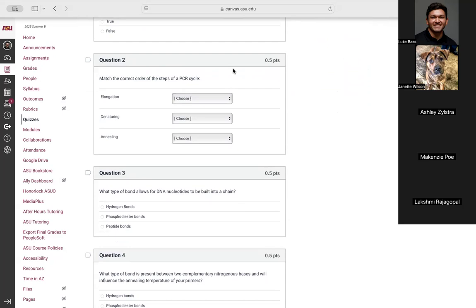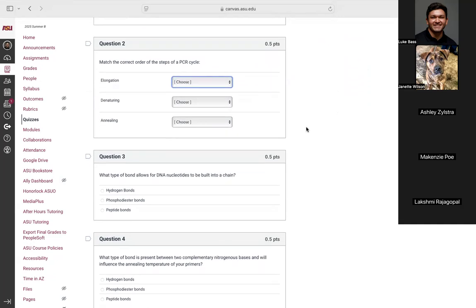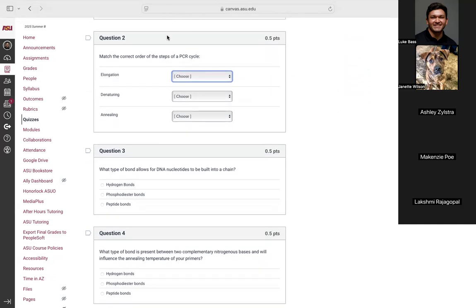So then going down to question two, match the correct order of the steps of a PCR cycle. You'll see you just have to click one, two, or three for elongation, denaturing, and annealing, which there should be a PowerPoint slide that kind of describes that as well. Right. Yeah. You're definitely on the right track for the first two, Lakshmi.